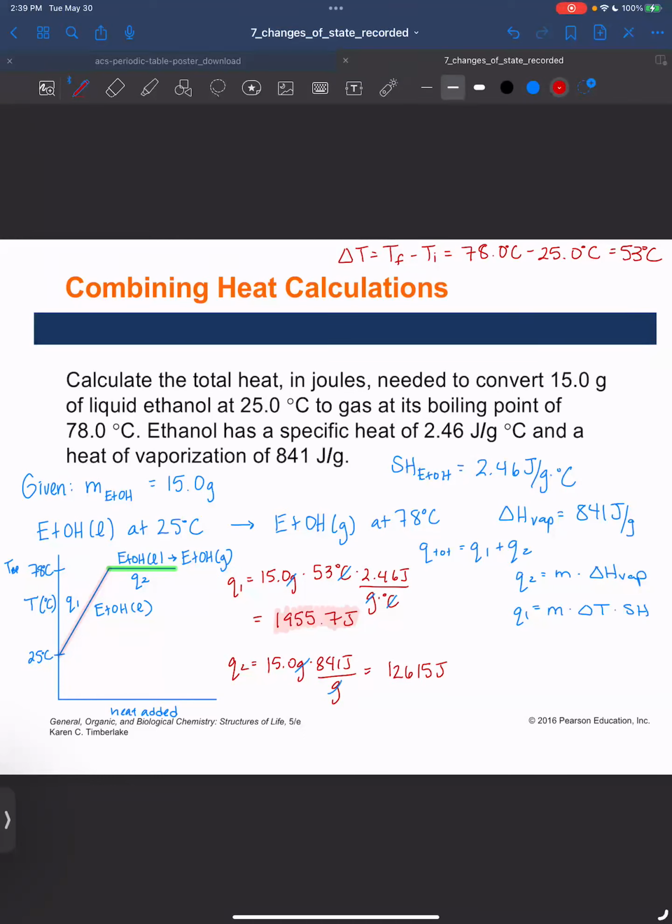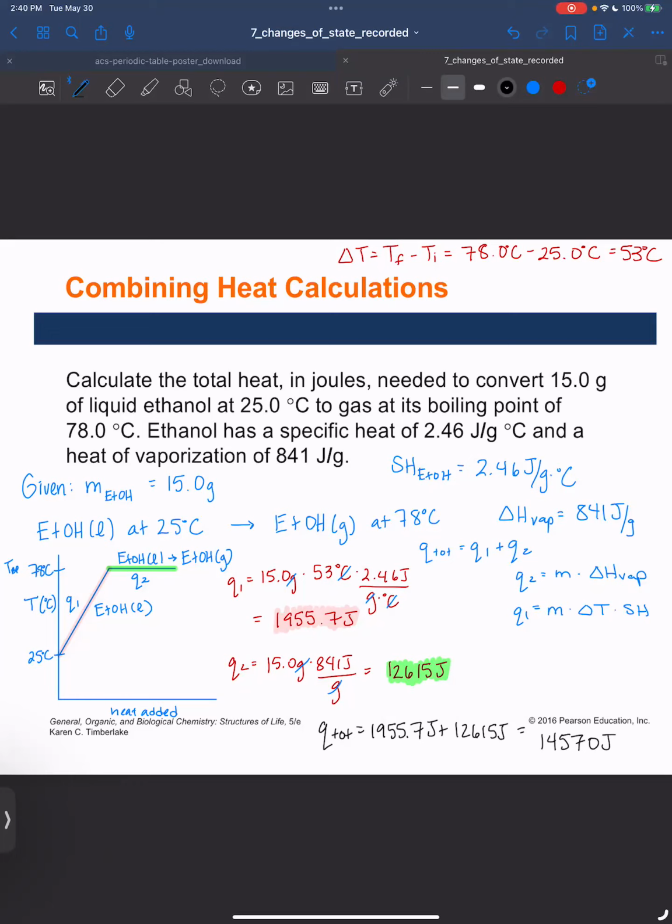Now I've got to combine all those together. We'll first highlight it so we know that's Q2. And then we need Q total. So Q total is equal to Q1 plus Q2. And this will be, let's see here, plus 12615, and I get 14,570 joules.